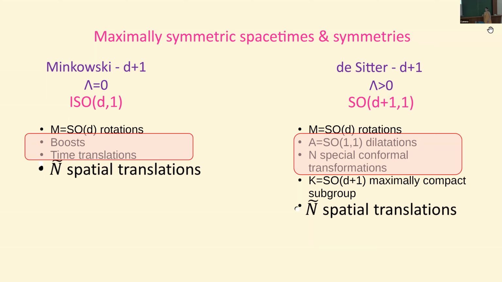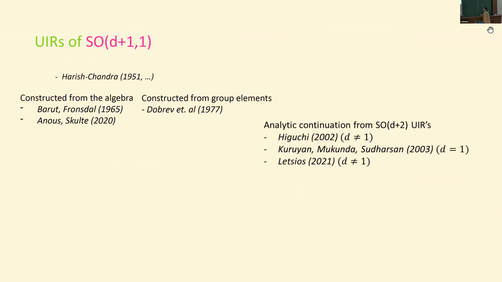So anything where you organize your thoughts based on transformations of time, like time translations, you have to rethink now and put the emphasis on dilatations and special conformal transformations. This is also what makes an S-matrix program difficult. In de Sitter, we don't have time translation.